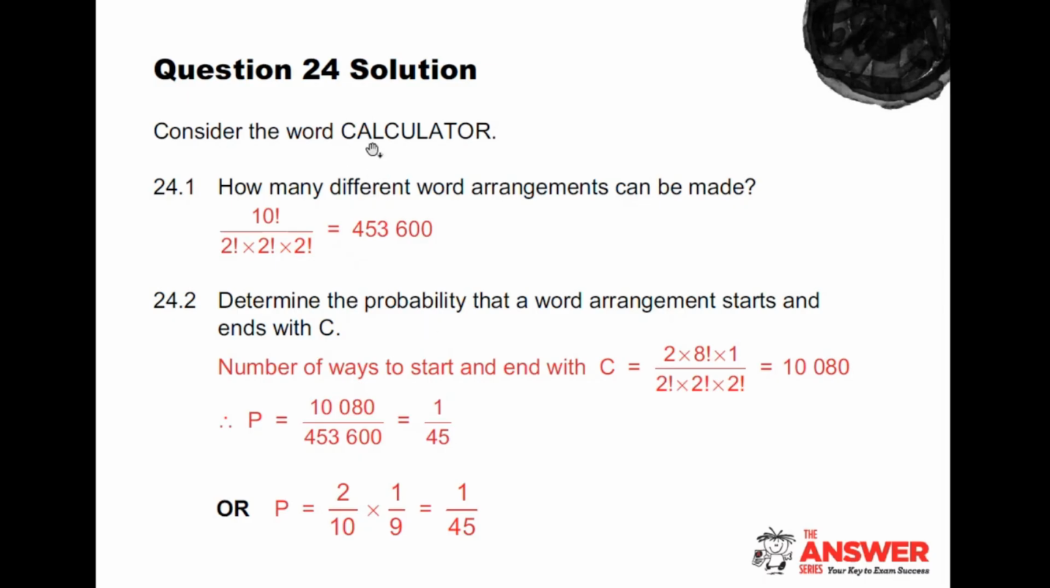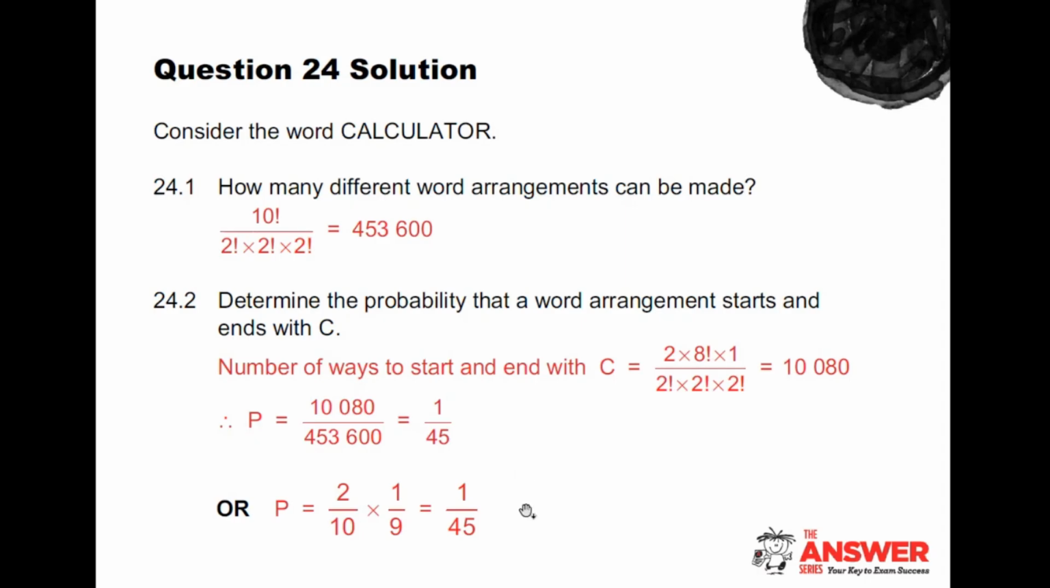Okay, I've got 2 C's. If I think of my slots, how many C's can go in the first slot? 2. How many C's can go in the second slot? 1. How many letters are left to arrange? 8. And how many ways can I arrange them? 8 factorial. But divide by 2 factorial for the double C, divide by 2 factorial for the double A, divide by 2 factorial for the double L. And there I get my answer. The question said probability, so it's the number of successful ways divided by the total number of ways.